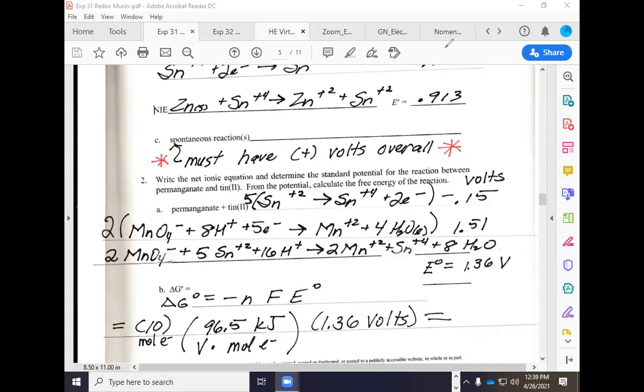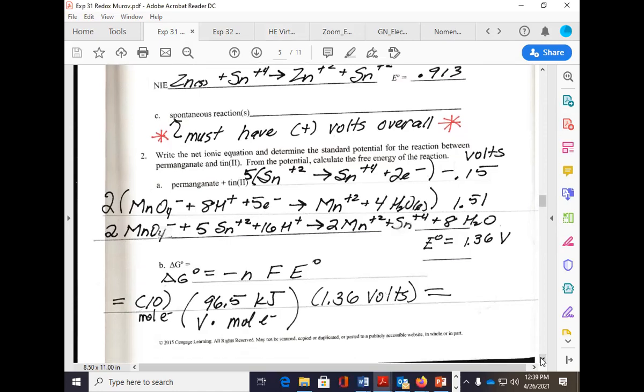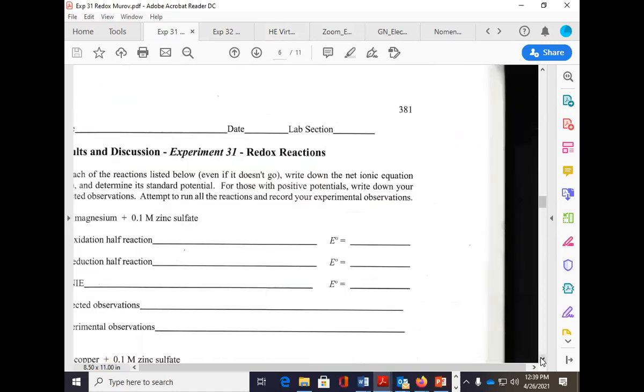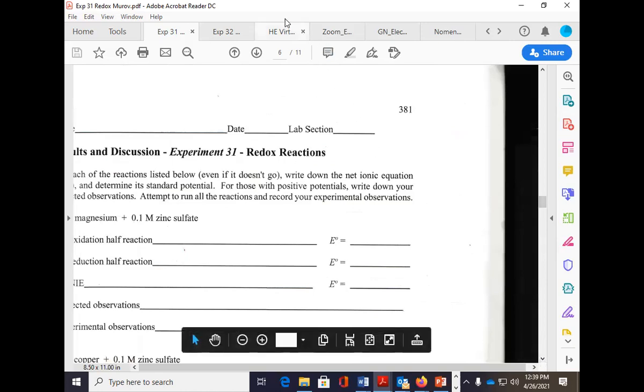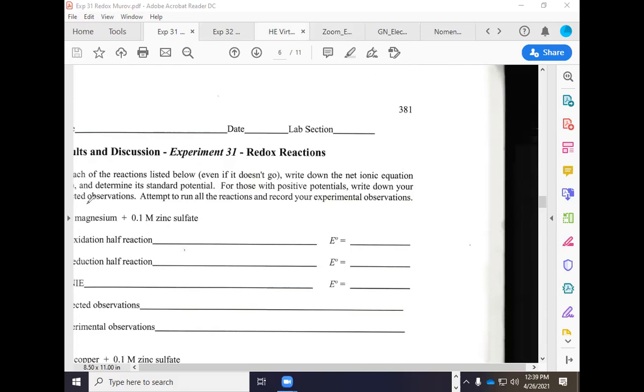Okay, so let's see what you're doing for your worksheet. They gave you magnesium plus zinc sulfate. You're going to use that table that we just looked at, and your half reaction will start with magnesium. You're going to do the same thing we did in the pre-lab. You'll probably want to do this on scratch paper first before you put it in here.